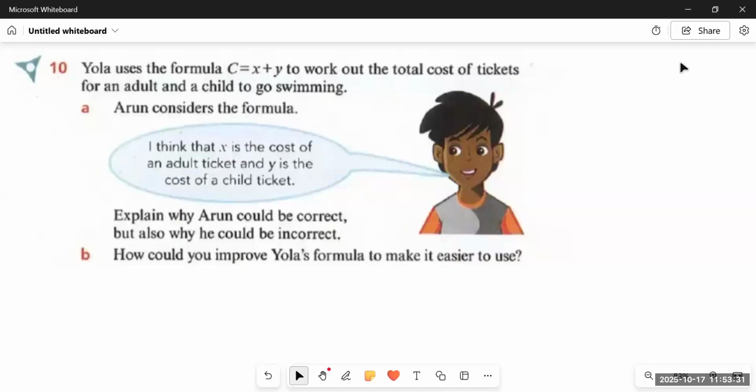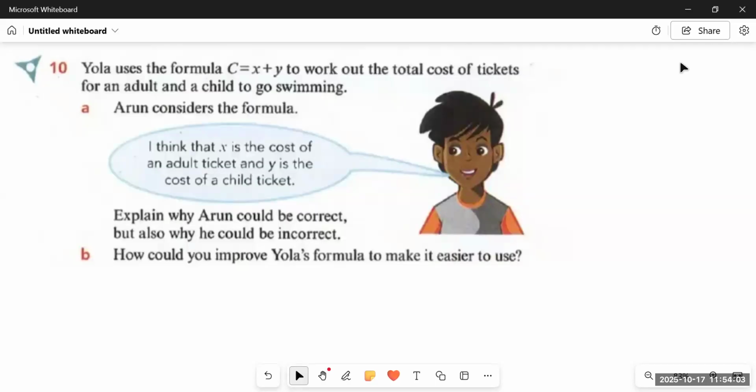Here comes the next question which says Yola uses the formula C is equal to X plus Y to work out the total cost of tickets for an adult and a child to go swimming. The X represents the cost of a ticket of an adult and Y represents the cost of a ticket of a child. Okay. So C is the total cost. Like if in a family there are two adults and three children, the total cost would be 2X and 3Y. Okay, let's see what's required in the question.